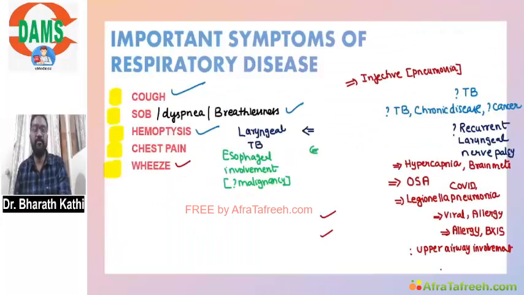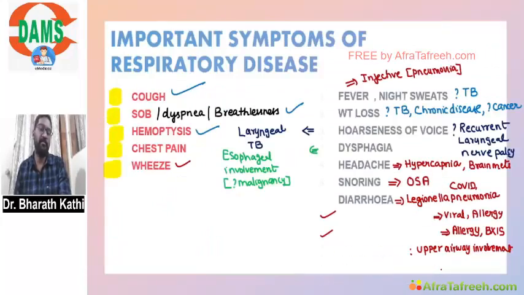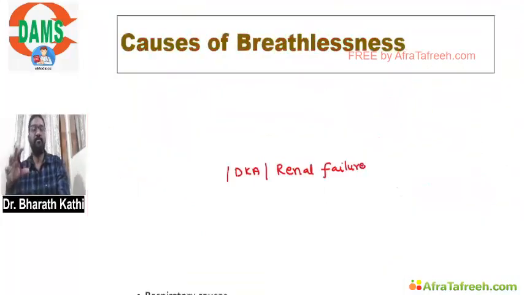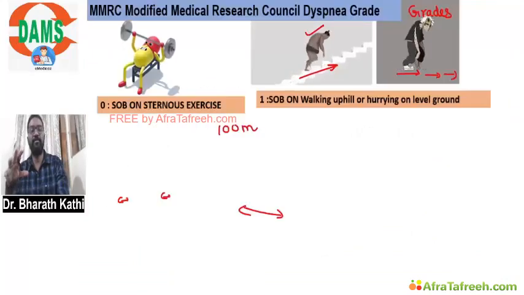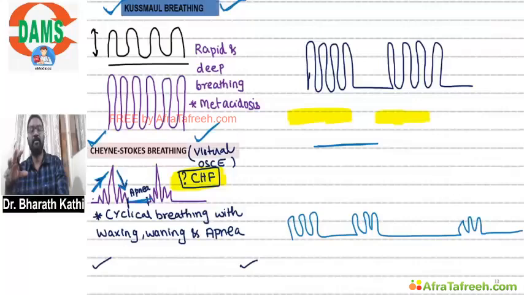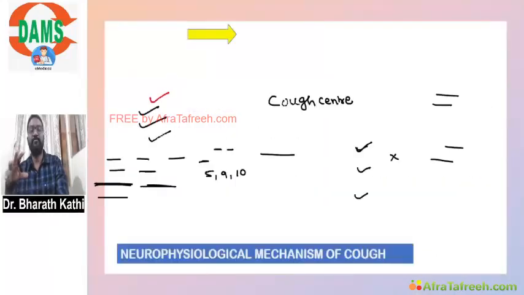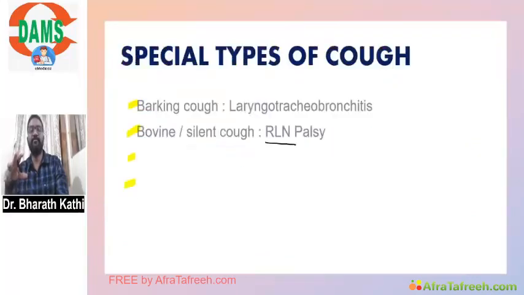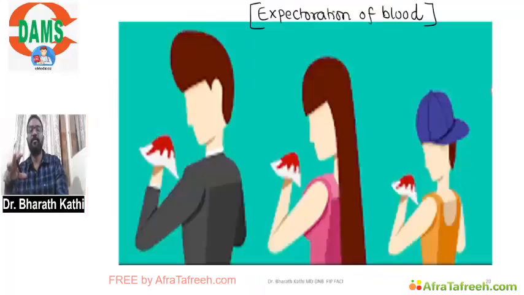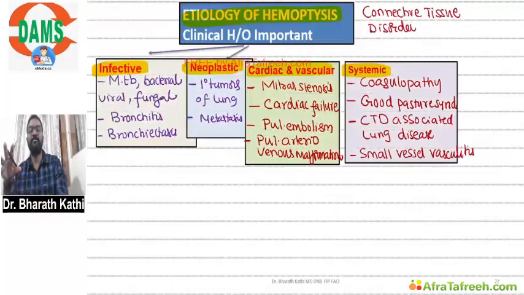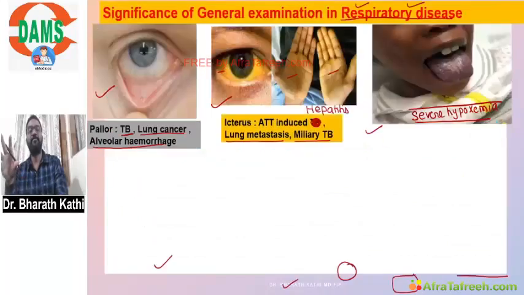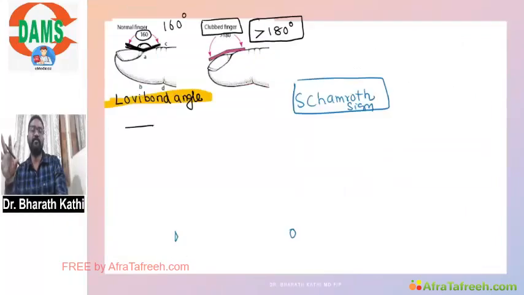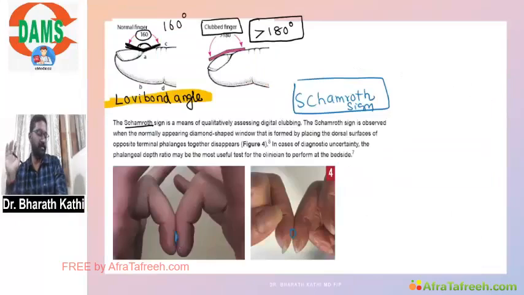We have discussed respiratory system diseases, and what the common symptoms are that a respiratory system disease can cause. We have discussed in detail what shortness of breath is, what the grades are, and what the types of breathing are, what cough is, the mechanisms, the duration of cough, special types of cough, and sputum. We have discussed hemoptysis, and most important of all, the significance of general examination in respiratory disease, and the theories of clubbing that everybody should know.